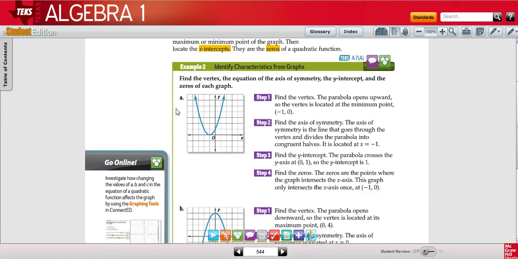So for example 2, I do want you to sketch this graph of example 2. We're going to find the vertex, the equation of the axis of symmetry, the y-intercept, and the zeros of each graph. So for A, the vertex, it also says, remember, to find the maximum or the minimum point. So our minimum point on our graph is here.